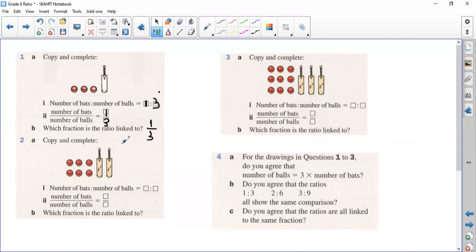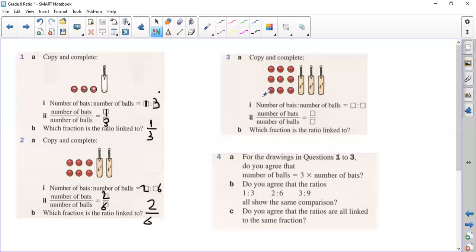Okay, let's see the second one. We have to find the ratio for the number of beds to the number of balls. So we have how many beds? 2. And how many balls? 6. Okay, so the number of beds is 2 and the number of balls is 6. So this ratio is linked to the fraction 2 over 6.